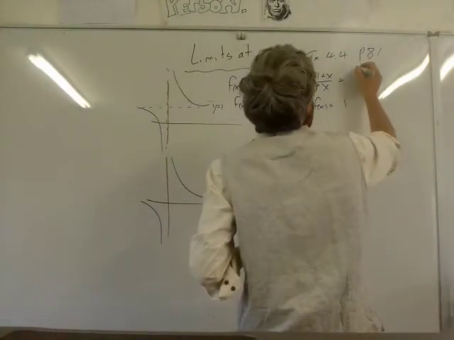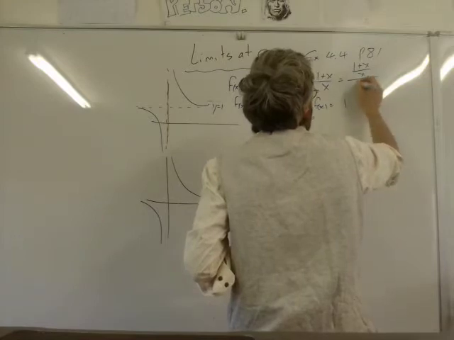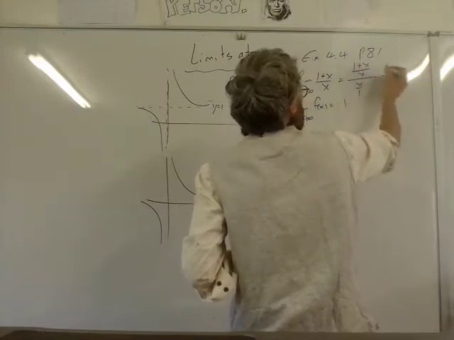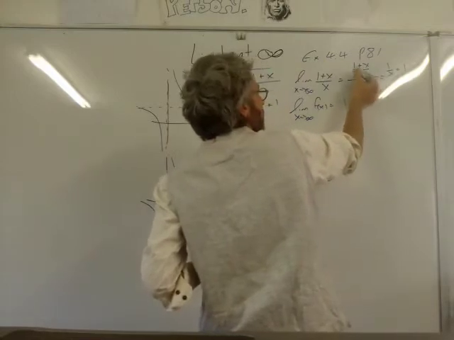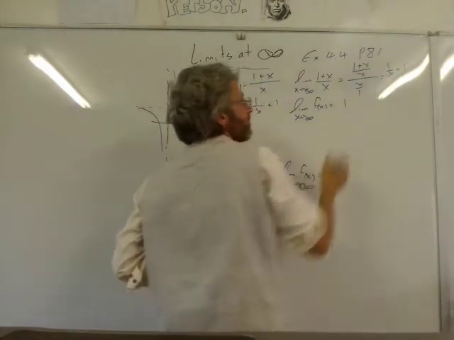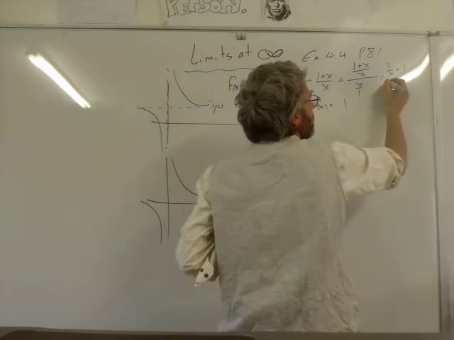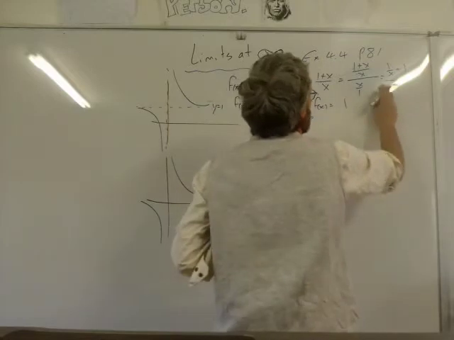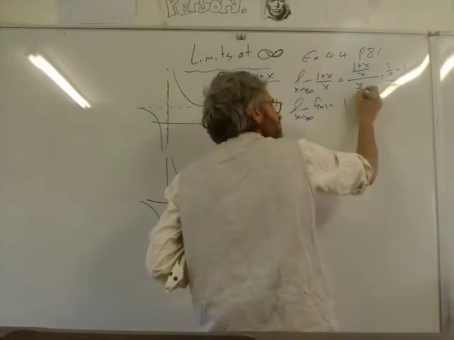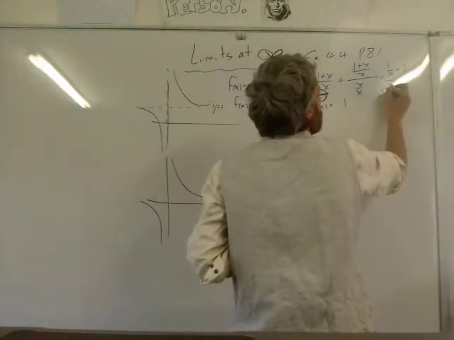So I'm going to say, 1 plus x, divided by x, divided by x, divided by x. So that's going to be 1 divided by x plus x divided by x, which is 1. Sorry, I made a mistake. I should have divided by x, dividing the top and the bottom by x. So x divided by x is 1.